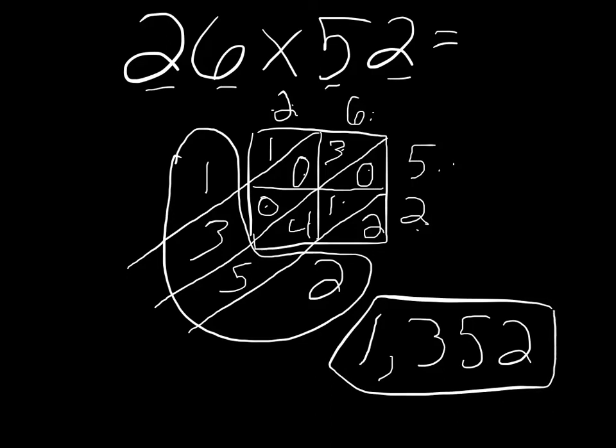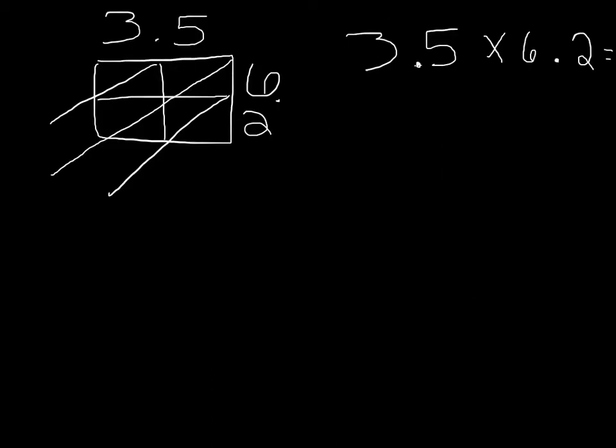Now we're going to look at it when the factors have decimals in them. Okay, let's look at this problem, 3.5 times 6.2. I've already set up my lattice box with the two factors. I'm going to go ahead and just ignore the decimals right now. I'm going to pretend that they don't exist while I fill in this lattice box. So I'm going to do 5 times 6, 30, 5 times 2, 10, 3 times 6, 18, and 3 times 2, 6.